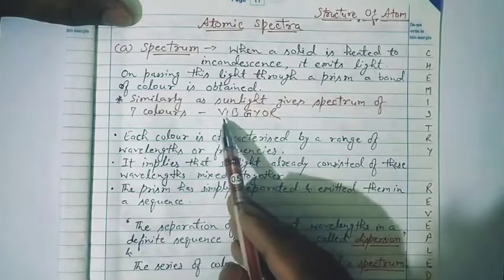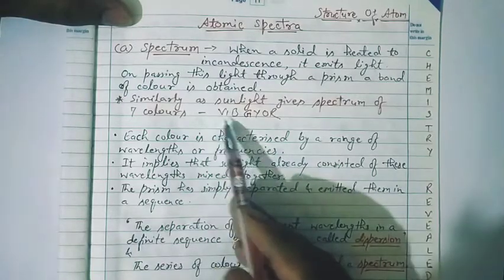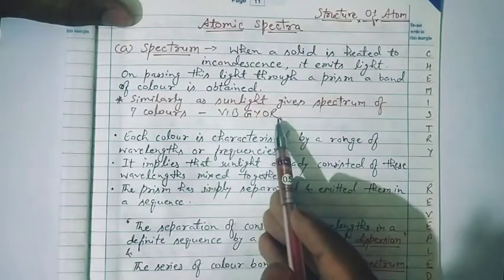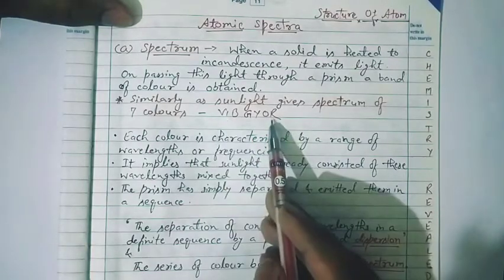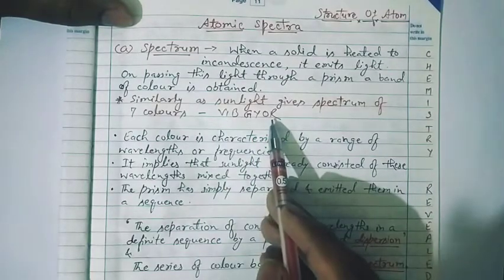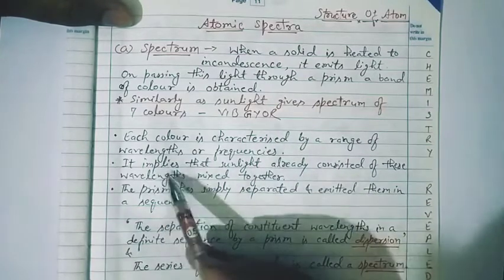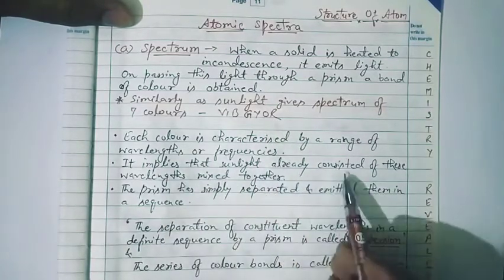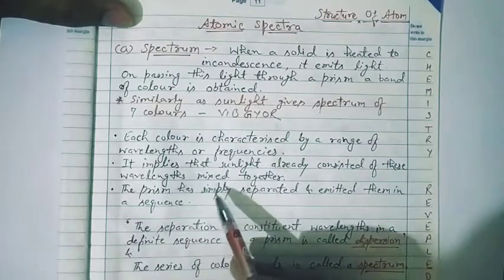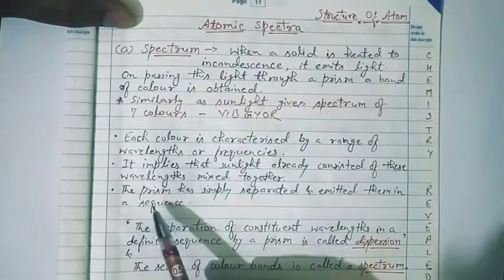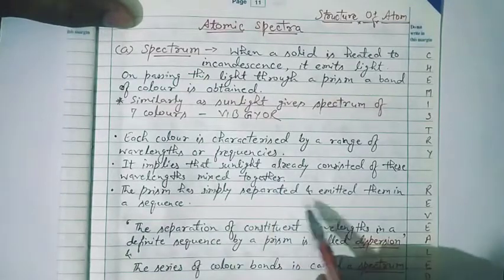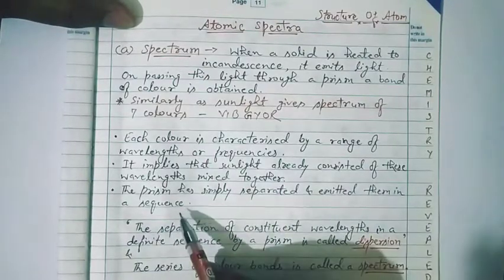We know that violet has the least wavelength and red has the highest wavelength, whereas the frequency of violet is greatest and the frequency of red is smallest. It implies that sunlight already consisted of these wavelengths mixed together, which we see as white light. The prism has simply separated and emitted them in a sequence.